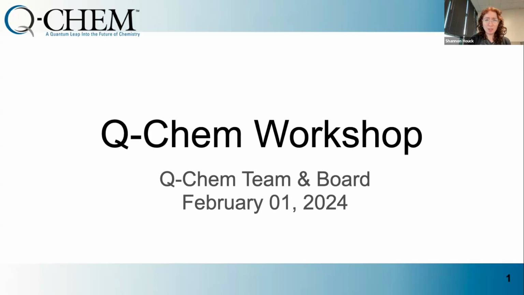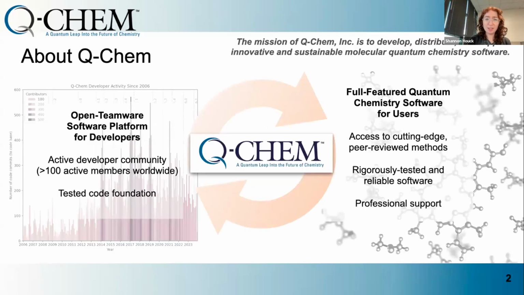So first, a little bit about what Q-Chem is. Our mission is basically to develop, distribute, and support innovative and sustainable molecular quantum chemistry software. So what that looks like from a practical standpoint is we have a release of our commercial software three times a year. Usually one major release sometime in May or early summer, and then two additional bug fix releases throughout the rest of the year.